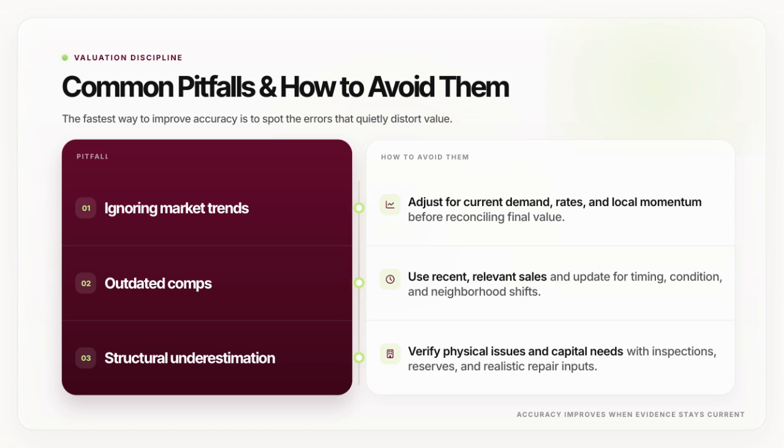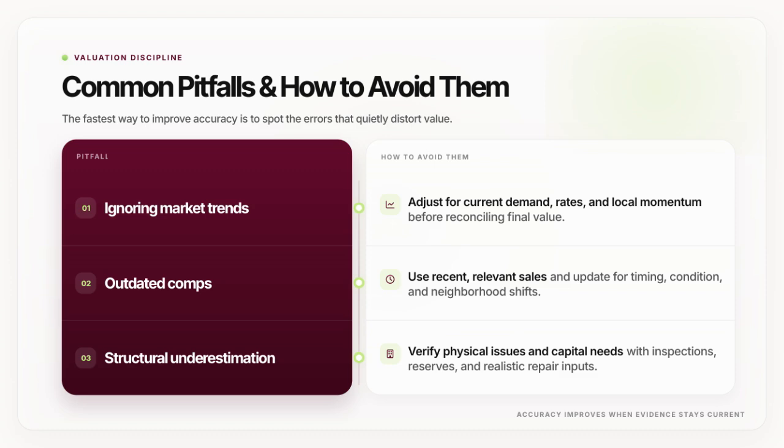First, ignoring market trends can lead us to outdated conclusions. To avoid this, it's essential to adjust our valuations for current demand, interest rates, and local market momentum before finalizing any numbers. Second, relying on outdated comparable sales is another frequent mistake.